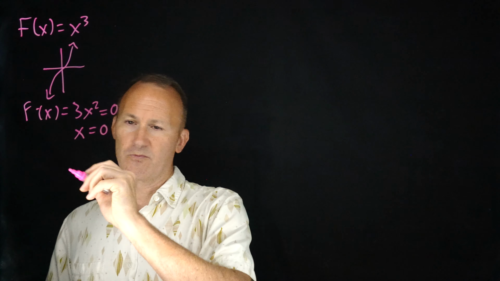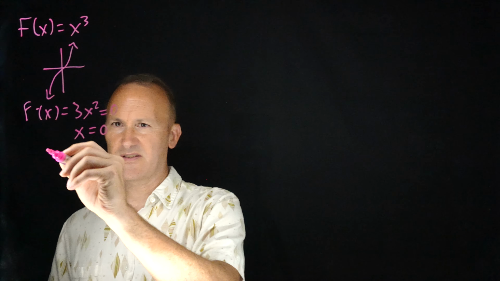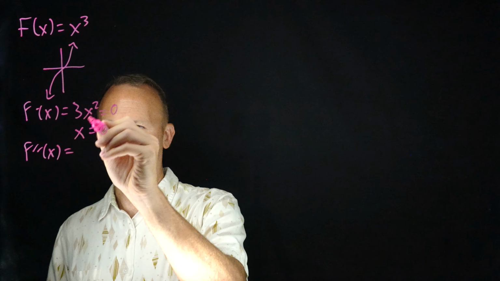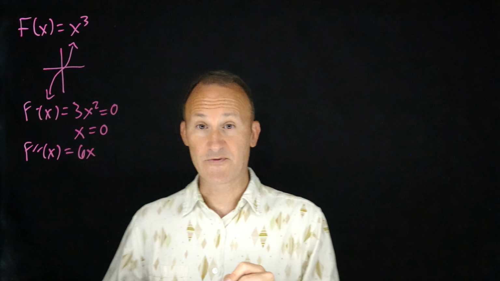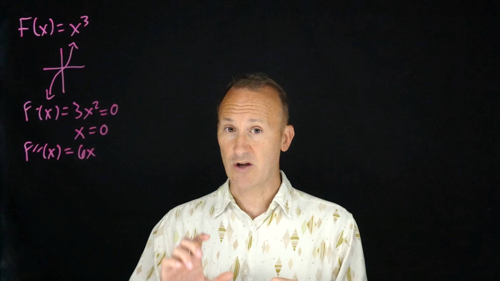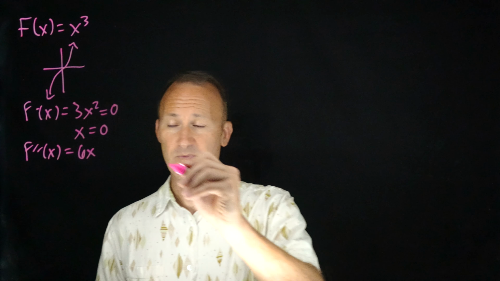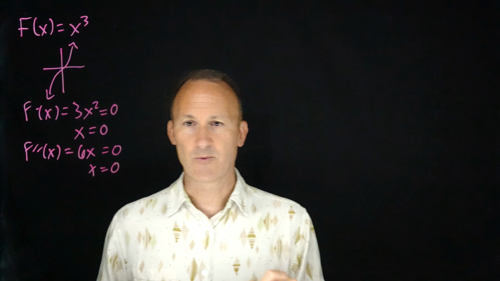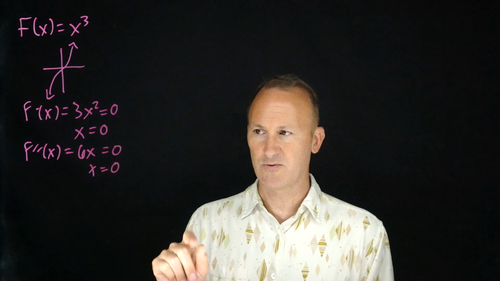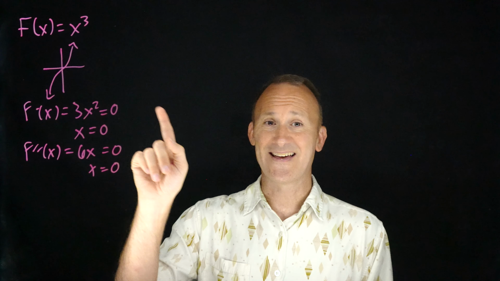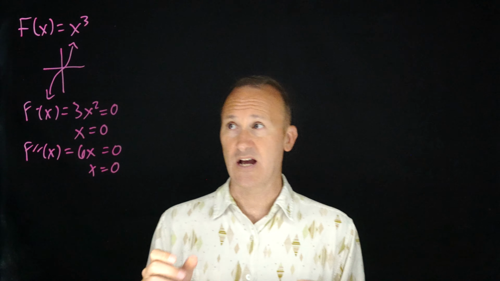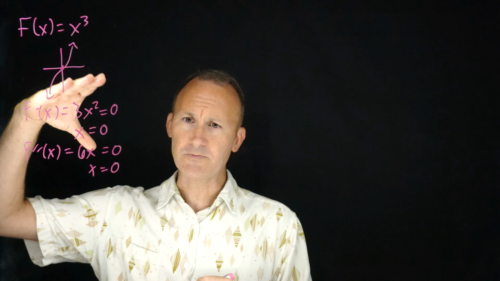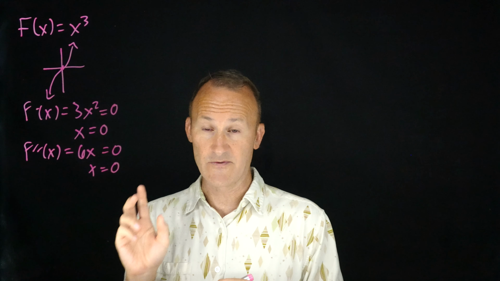Let's try this. Let's take the second derivative, f double prime of x, and then we get 6x. Now, recall that f double prime gives us the concavity, and we set this equal to 0, we also get x equals 0. And whenever you set f double prime of x equal to 0 and you solve, that is a point of inflection, and that is where the concavity changes. So it goes from concave down to concave up.